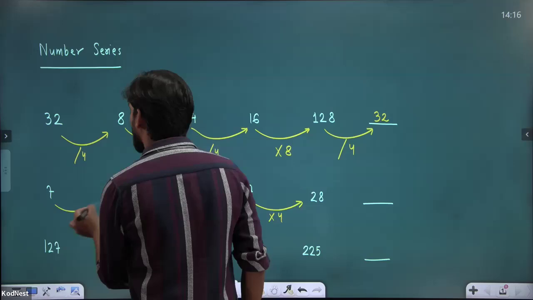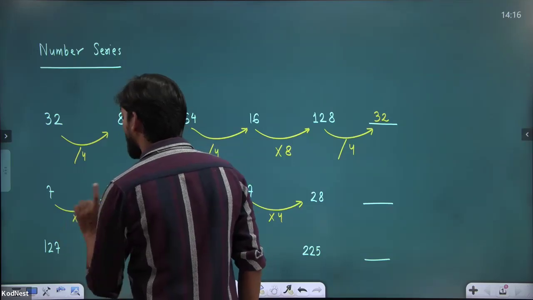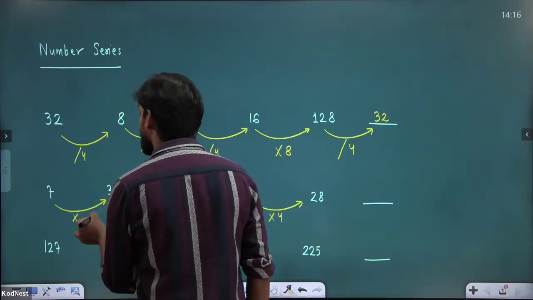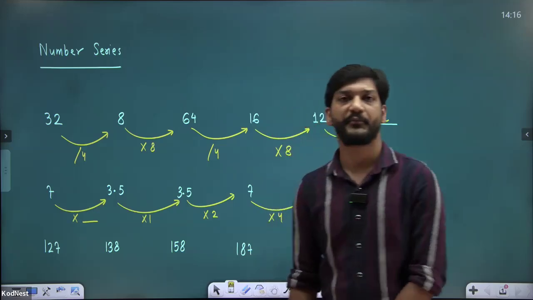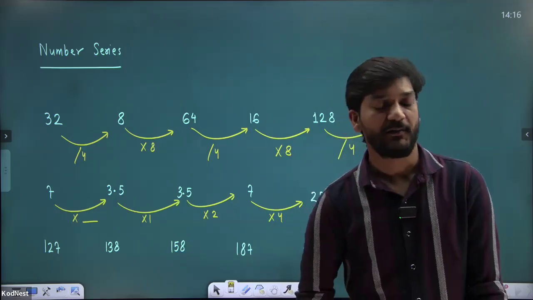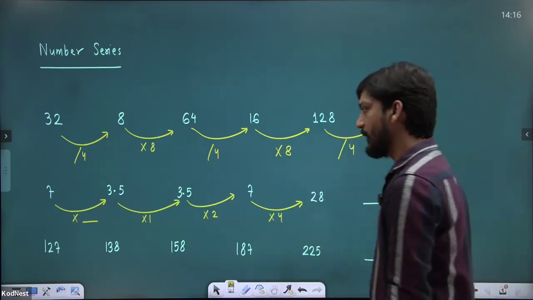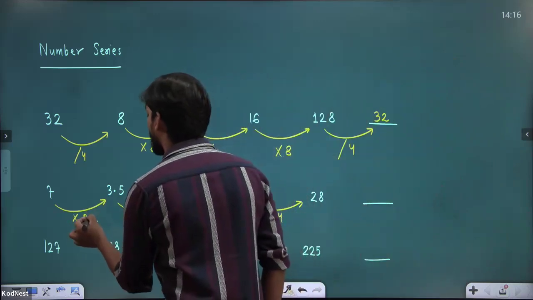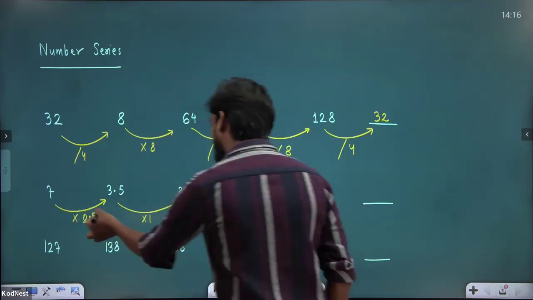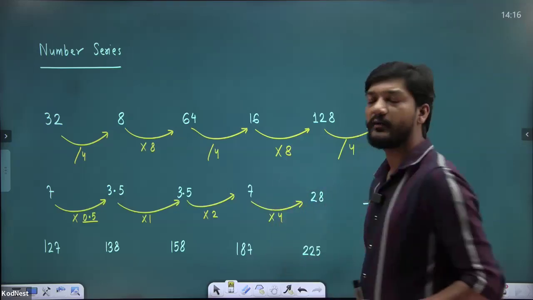Please answer here as well. What will you multiply? Don't say divide. What will you multiply so that you will get 3.5? Half, or 0.5. Now you will be able to clearly understand what is happening.